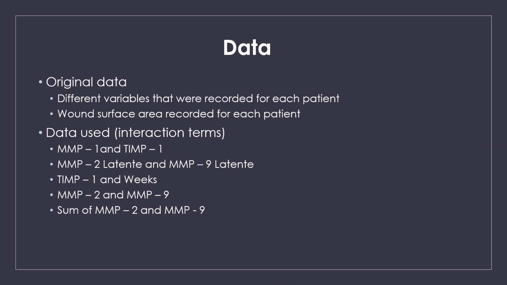The interaction terms that were used were MMP1 and TIMP1, MMP2 latent and MMP9 latent, and many more. MMP2 and MMP9 are two of the types of MMPs that were used and were very important in diabetic ulcers because they're specifically involved in the initial inflammatory response and the remodeling of the extracellular matrix.